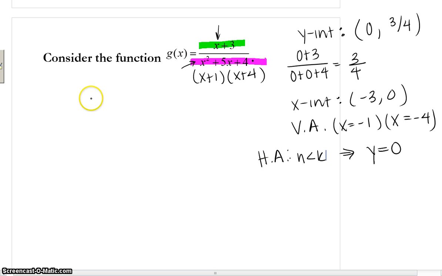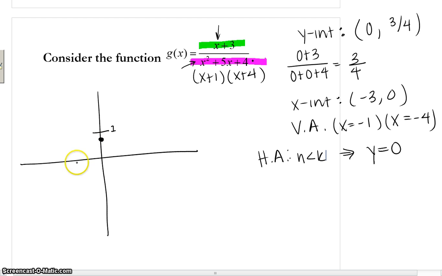Okay, so let's draw our graph. So we've got a y-intercept at 3/4, so this is 1. So let's say 3/4 is here. We've got an x-intercept at -3, and we have vertical asymptotes at -1 as well as at -4, and we've got a horizontal asymptote at 0.